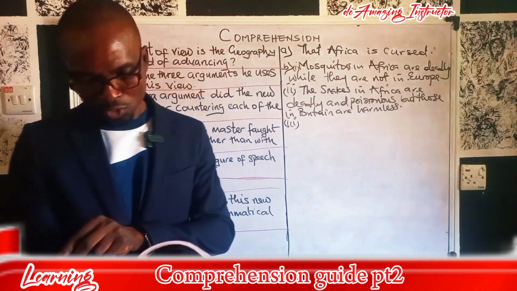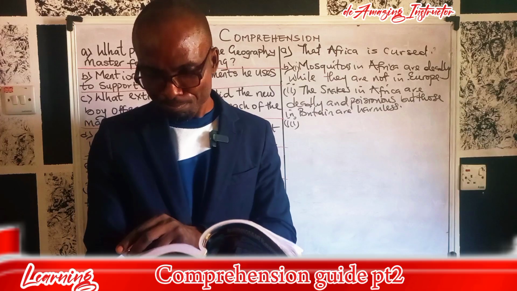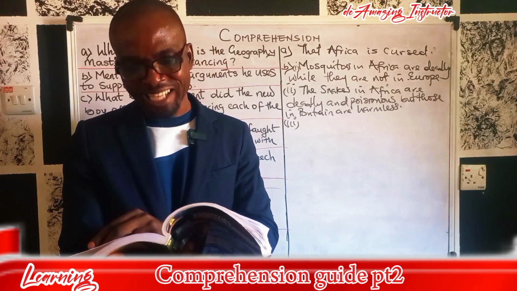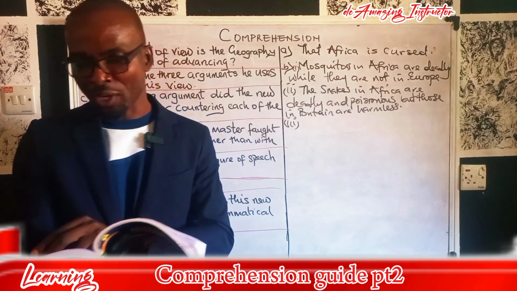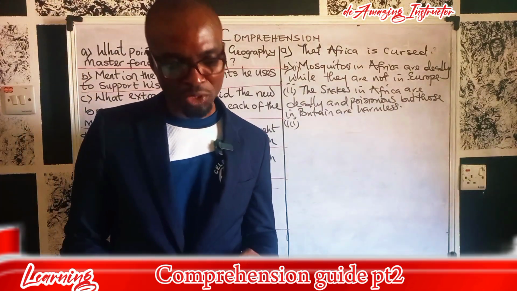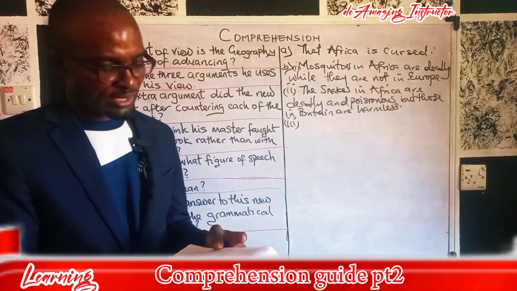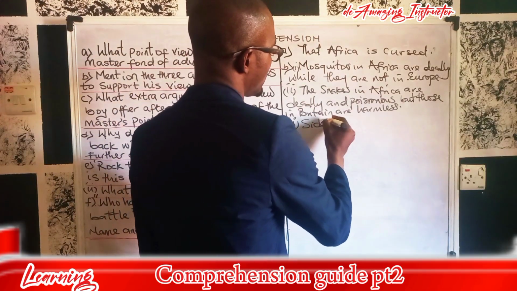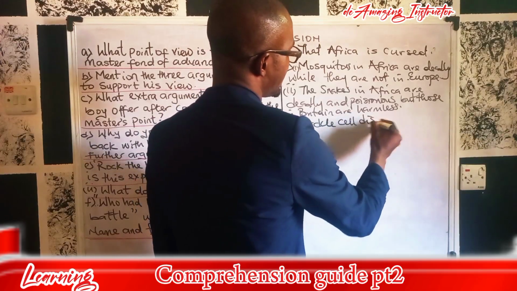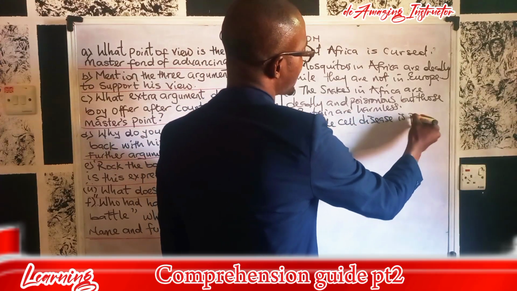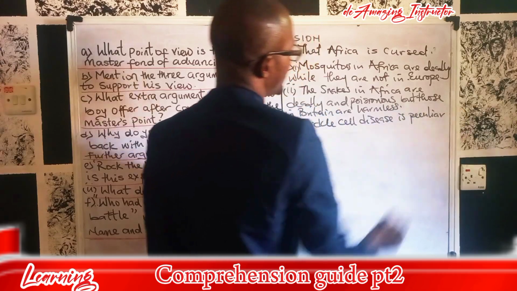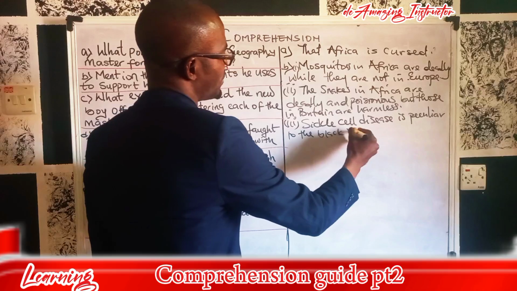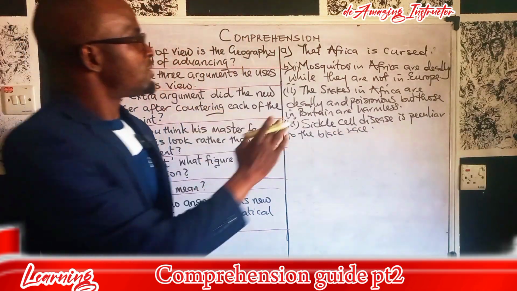you can see that from the last one there, which says the aspect of the sickle cell disease being peculiar to the black race. So sickle cell disease is peculiar to the black race. Those are the three you have to mention.